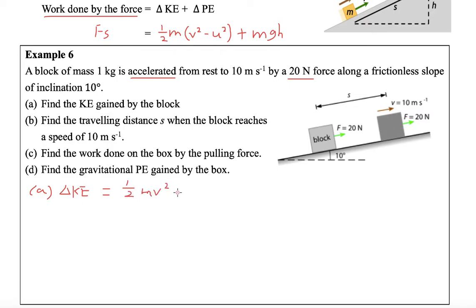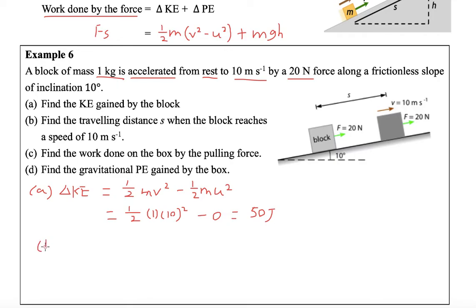So it gains KE. The gain in KE would be 1/2 m v squared minus 1/2 m u squared. And just substitute the values back into the equation: the mass is 1 kg, so it's 1, and the final velocity is 10 meters per second, so it's 10 squared here. And because it's at rest initially, the initial velocity u is 0, so that whole term is 0. So it's minus 0, and you will get the KE gain to be 50 joules.